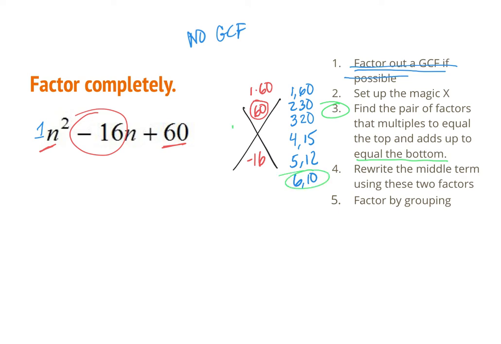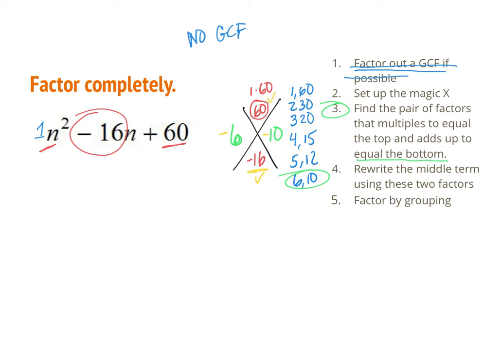So I am going to write the numbers 6 and 10 on the left and the right of my x. Now my goal is to see if this works. 6 times 10 gives me 60, but 6 plus 10 does not give me negative 16, so that's not going to work. But what if these numbers were negative? Well, negative 6 times negative 10 still gives me positive 60. Negative 6 plus negative 10 gives me negative 16, so it works for both.